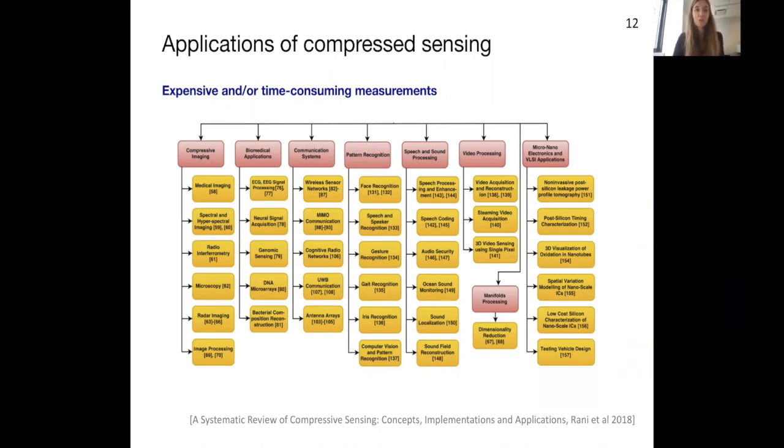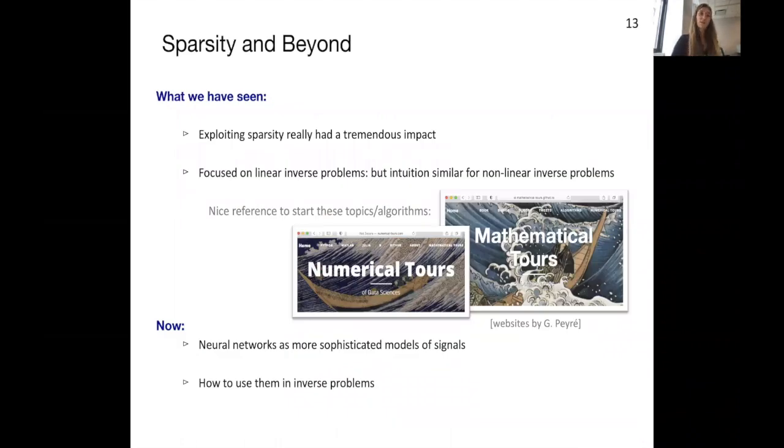Okay, so what we have seen is that exploiting sparsity could really help in solving those inverse problems. And although we focused on linear inverse problems, the intuition carries over to nonlinear inverse problems, and there it's harder to give general algorithms. It would really depend on what's going on in the problem that you are looking at, but there is definitely some help that can be taken from this idea of exploiting sparsity. So those are, I would say, nowadays classical methods and classical ideas.